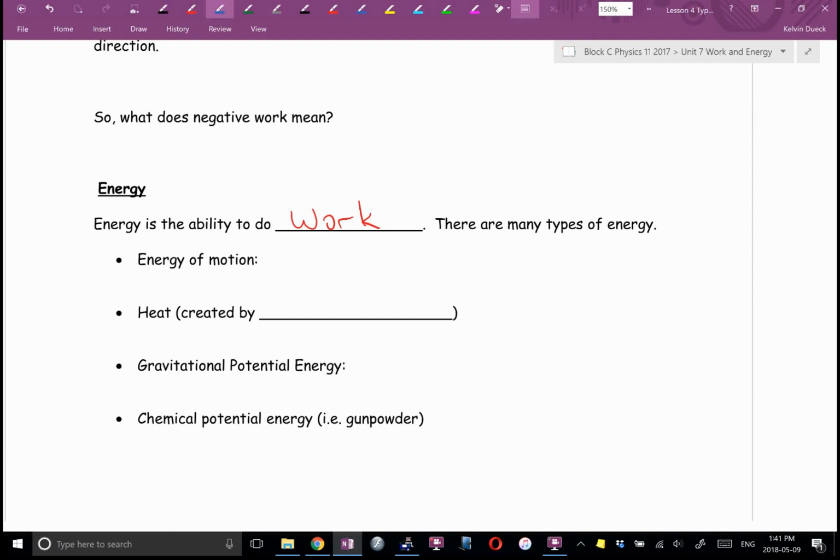There are many types of energy. There's the energy of motion. All moving objects have energy because if they hit you, they will exert a force over a distance. We call this type of energy kinetic. Heat is a form of energy. Heat is typically caused by friction.